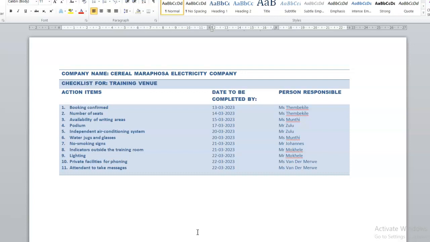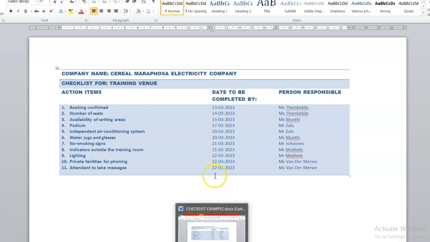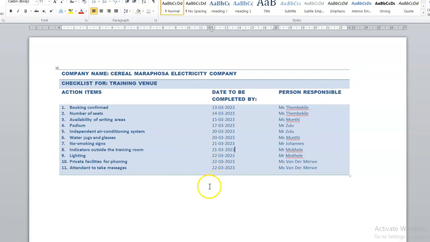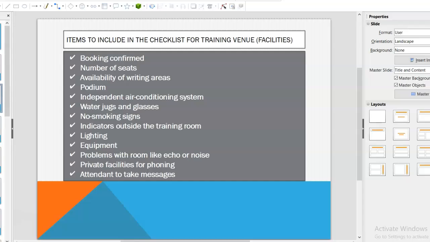Mariposa Electricity Company. The checklist is a checklist for what? This is for a training venue. Then these are the action items, all 11 of them, the date to be completed by, and the persons responsible. So it shouldn't be something that is difficult for you. Usually for N5 training, they do require students to be able to design a checklist. But in N6, they just like to ask students to list the items. So let us continue. Now I'm just going to move on quickly because of time.